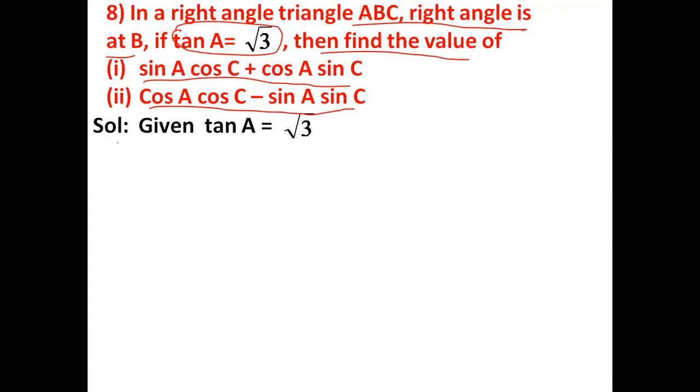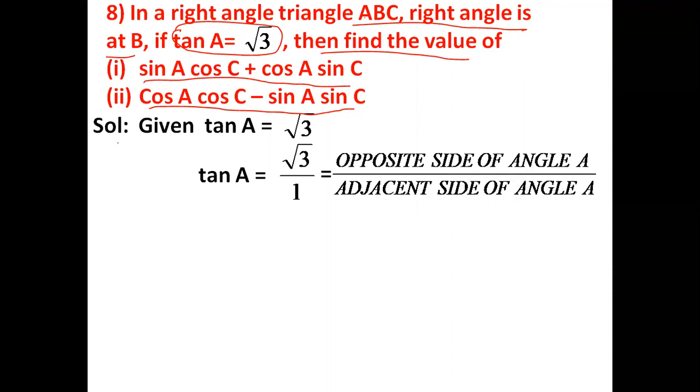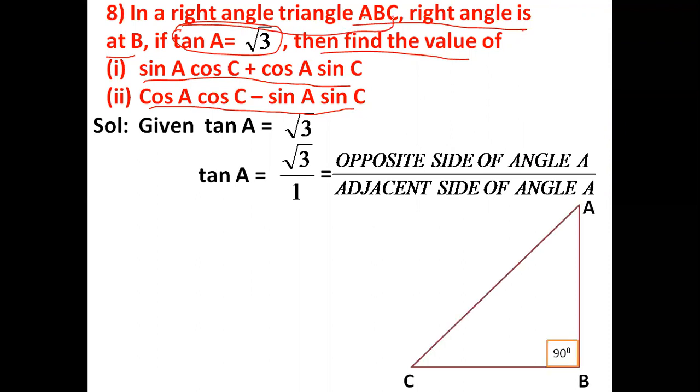Tan A is equal to root 3. Here root 3 can be written as root 3 by 1. What is the ratio of tan A? Opposite side of angle A by adjacent side of angle A. Here you have to take the right angle triangle ABC. I am taking the right angle triangle ABC, with right angle at B. So I mention 90 degrees at B only because it is given right angle at B.